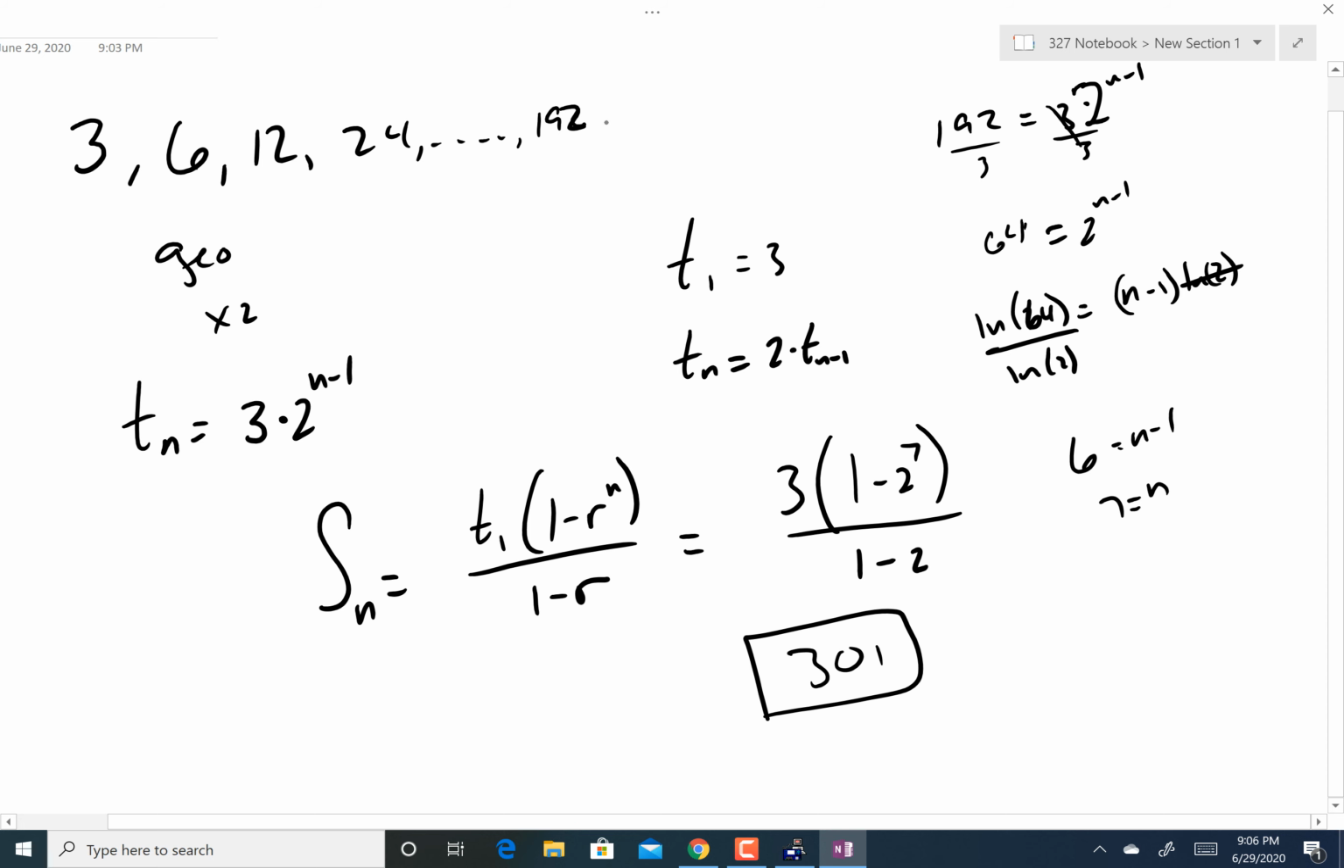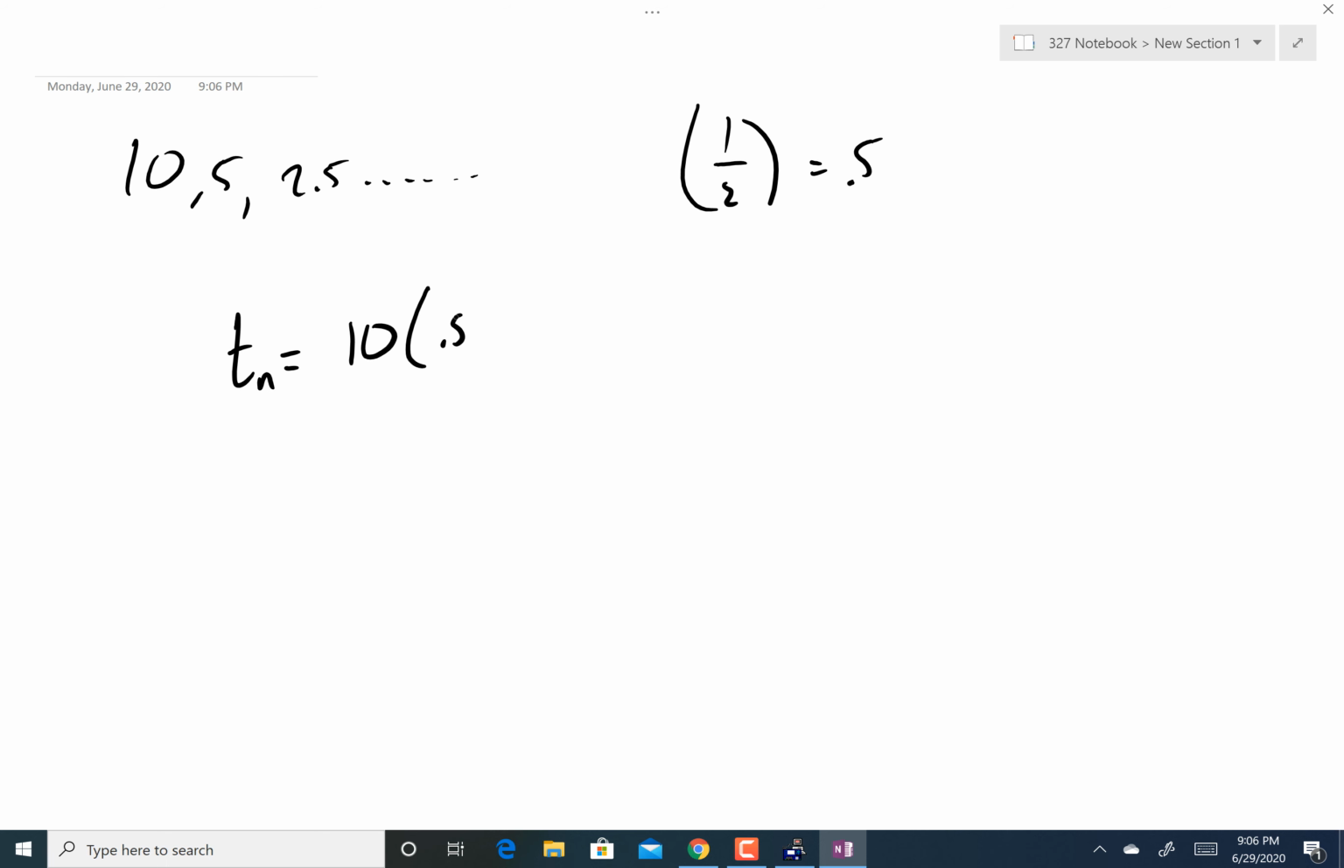Now, clearly this just continues to blow up to infinity way over there. But what would happen if you had one that looked like this? 10, 5, 2.5, forever. Well, we're timesing by a half, or 0.5, if that makes you happier. So it is geometric, for sure, but one has to be careful a little bit here. So what happens is this. The sum is t1 times 1 minus r to the n, over 1 minus r.